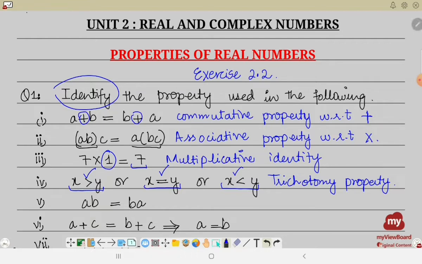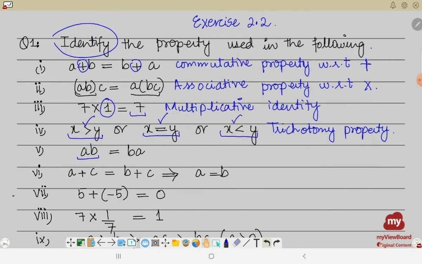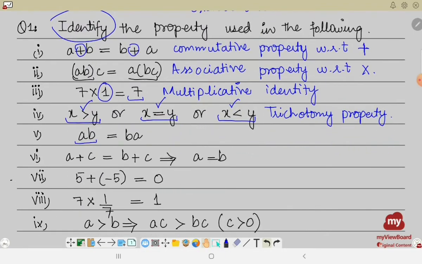Okay, in the fifth part, again multiplication is being done and the order is changed, so this is the commutative property with respect to multiplication. So it is the commutative property with respect to multiplication. Okay, in the sixth part, a plus c is equal to b plus c, and this implies that a is equal to b.